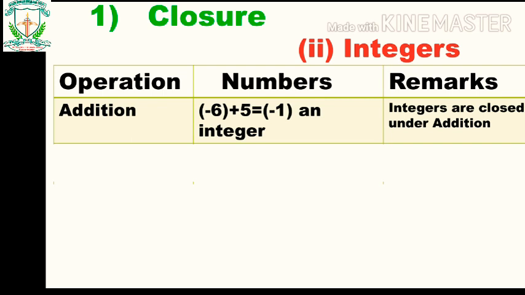First, let us consider the addition of two integers. When we add two integers, let's say we are having an integer -6 and we are adding it to 5. Both are integers. We get the result as -1. Now -1 is also an integer, so we can say that closure property holds good in case of addition for integers, or we can say integers are closed under addition.